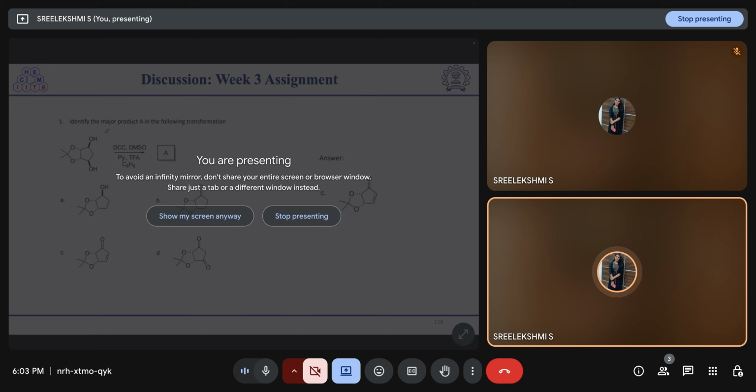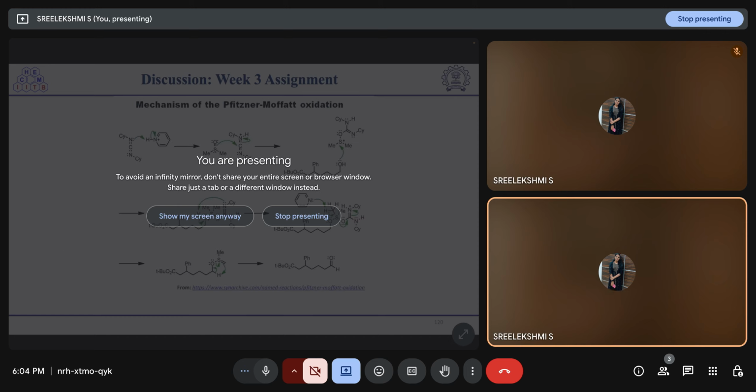So here what will happen, one of the alcohol will get oxidized and the other alcohol will push it towards this double bond, and the other alcohol is getting eliminated, so that it will result in a double bond at this position. So that is happening in this case, so the correct answer is option C.